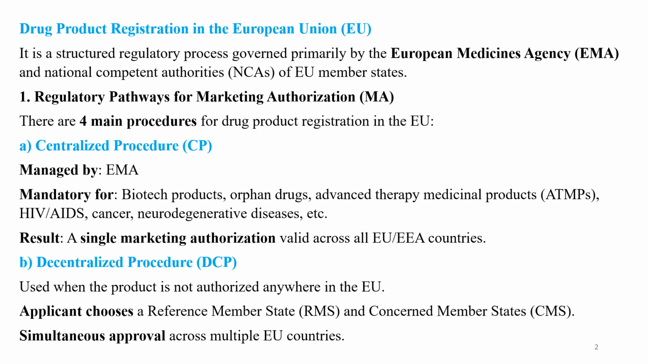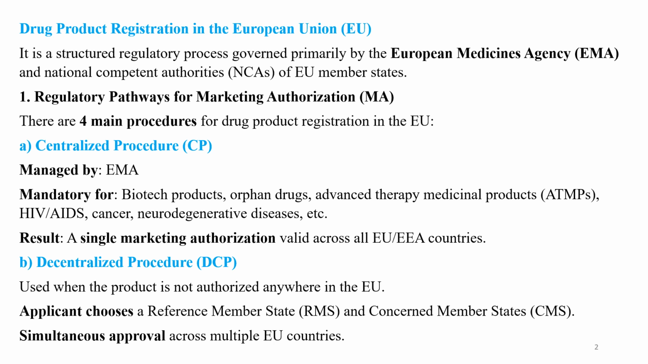In the Europe market, there are four main procedures for drug product registration. Drug product registration is a structured, standard regulatory procedure, and it is governed by the EMA and the other national authorities for the European member states.